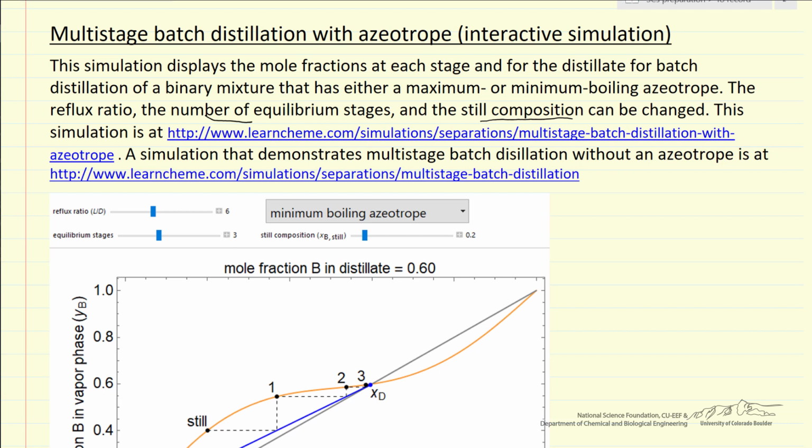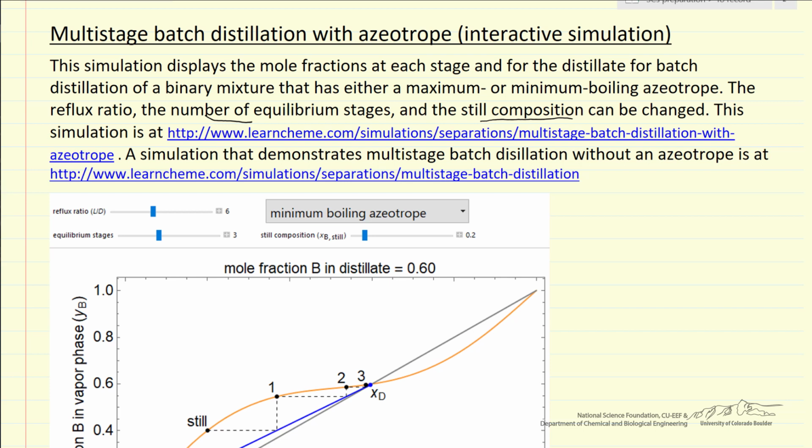What we're interested in here is, at some instant, what are the conditions? There's a separate simulation for multi-stage batch distillation that shows the samples collected and how the batch still composition changes with time. Now, that simulation does not look at an azeotrope.